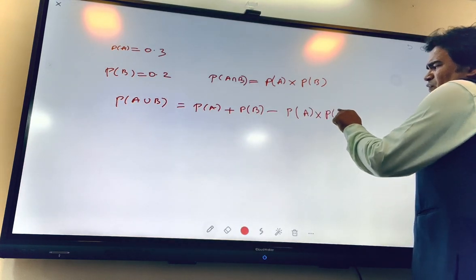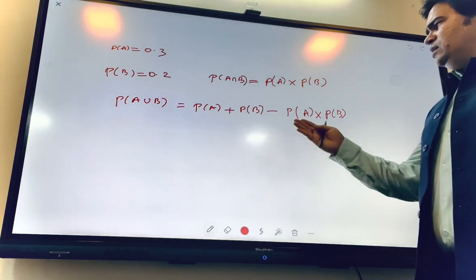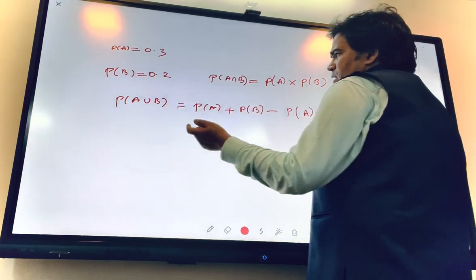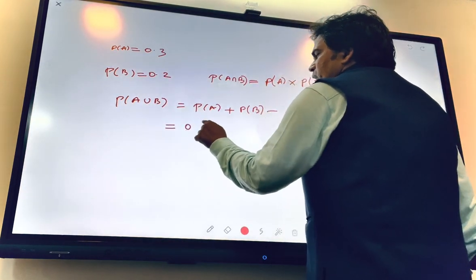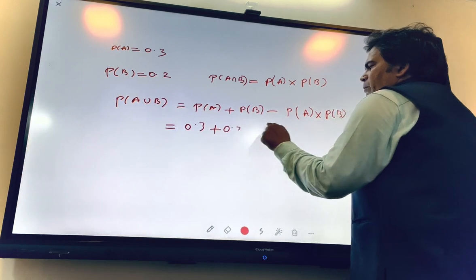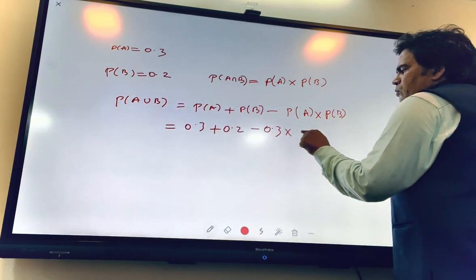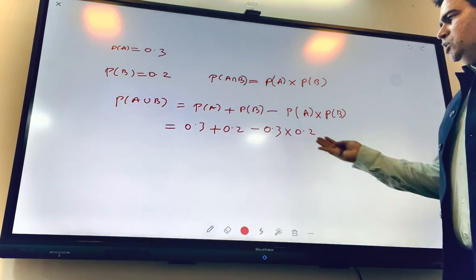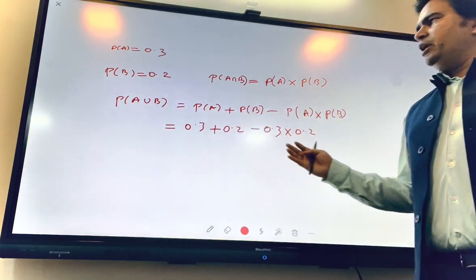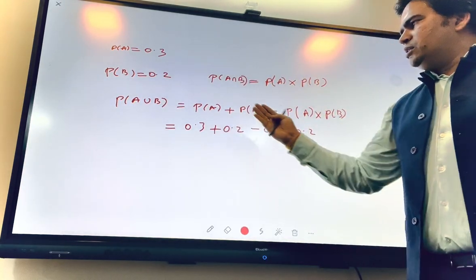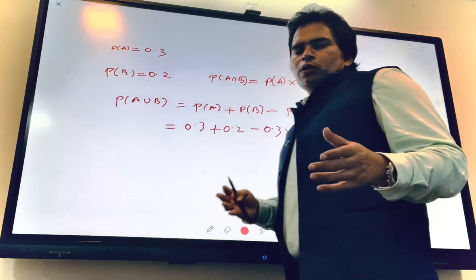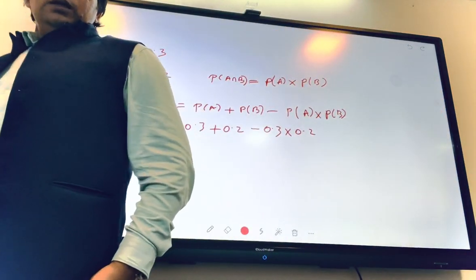One of the favorite questions of this kind is generally assessed in the HL or SL course. So this is going to be 0.3 plus 0.2 minus 0.3 into 0.2. So straight away you can see this is the answer. If these two events are independent, this is the probability of A or B basically.